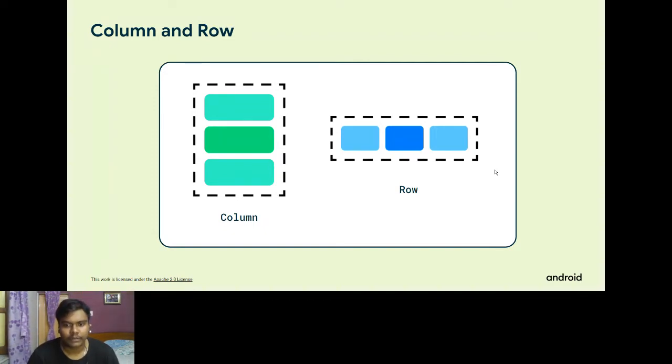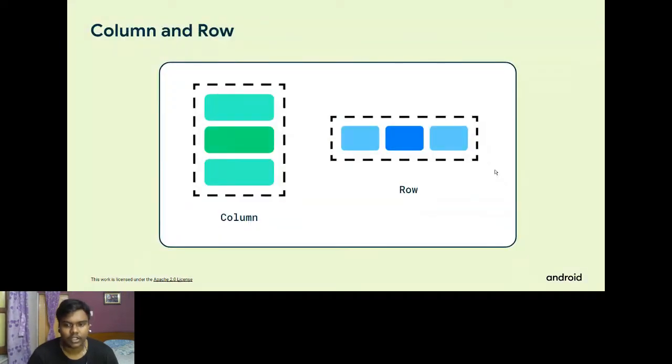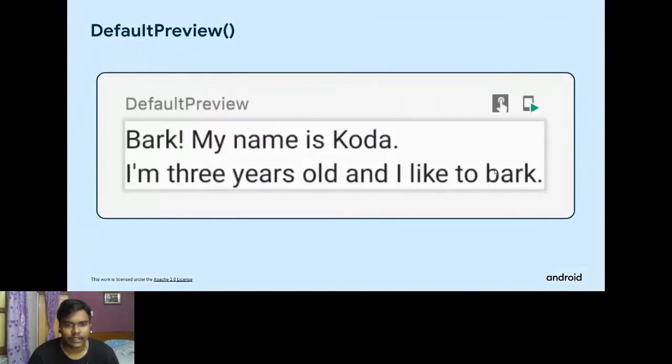Now we have two composables that we want to display. Column and Row are the two layout composables used in Compose to arrange multiple composables. Next, inside the default preview for this app, we have used the Column arrangement for the information. So Column arranges the text in a vertical manner, and Row in a horizontal manner.